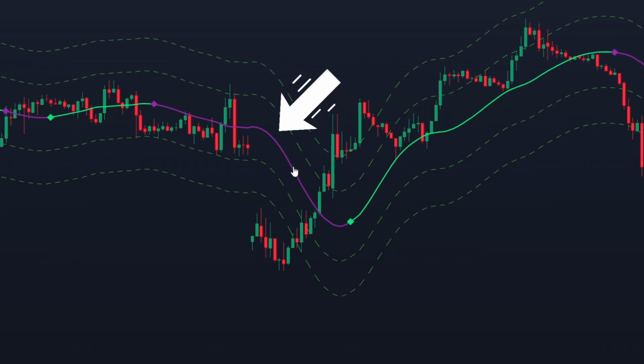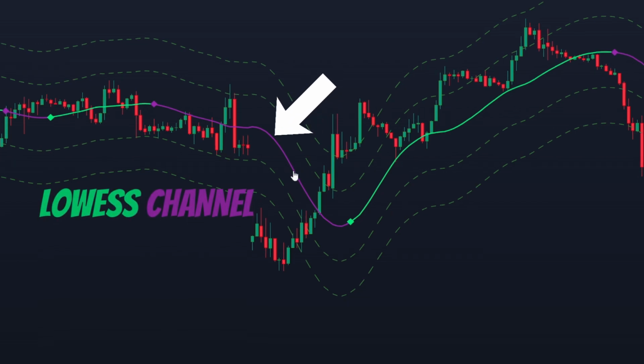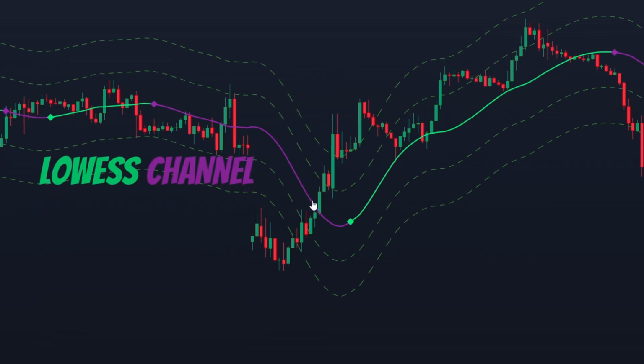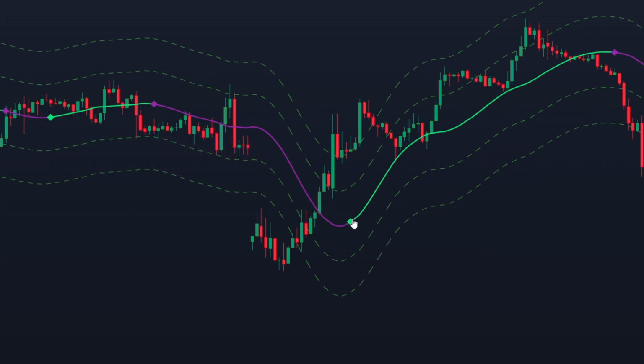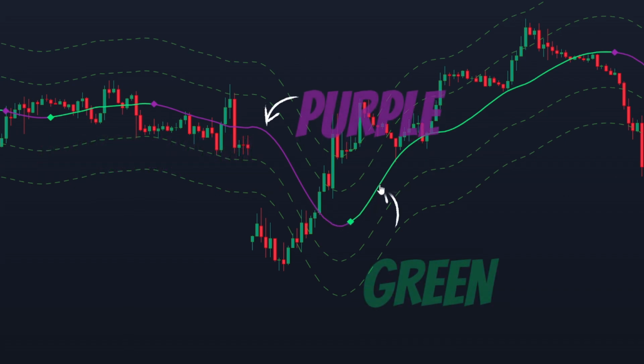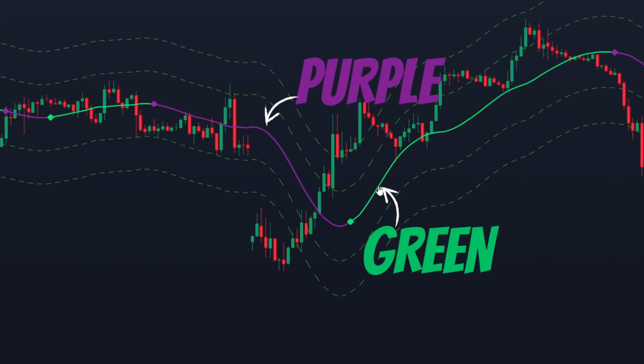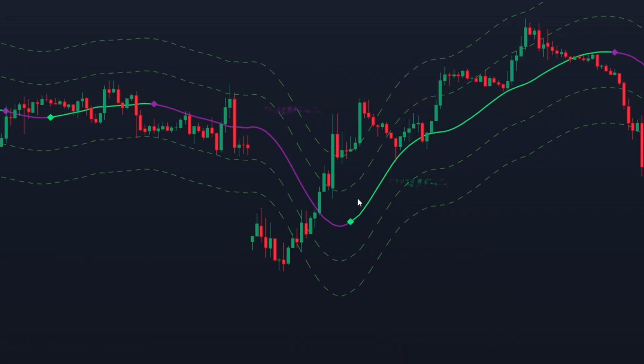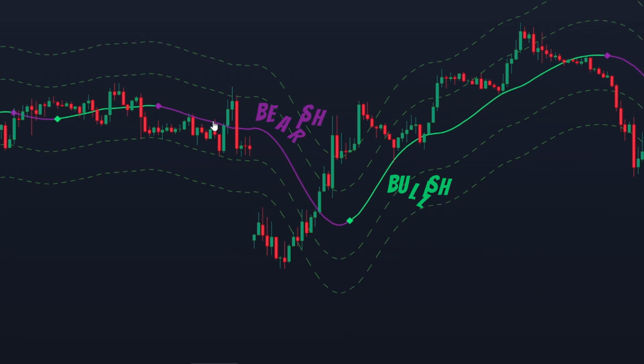First up, you've got this solid center line. That's the lowest line itself. You'll notice it changes color, usually between something like purple and green. This color change tells you the current trend direction. Green for bullish and purple for bearish. It's designed to be pretty good at filtering out fakeouts.